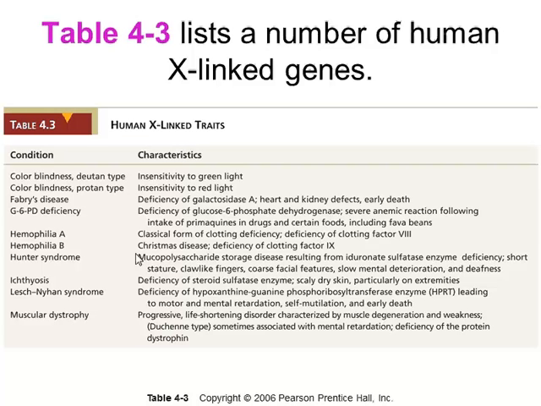Before we talk about those two questions, let's look at some examples of X-linked traits. Color blindness, which again is not lethal, so there may be somebody in this room that has red-green color blindness. Hemophilia A and B, also muscular dystrophy. These are all common X-linked genes.